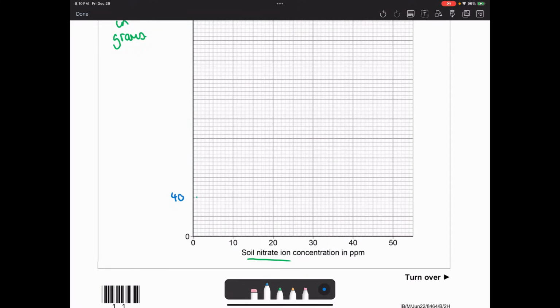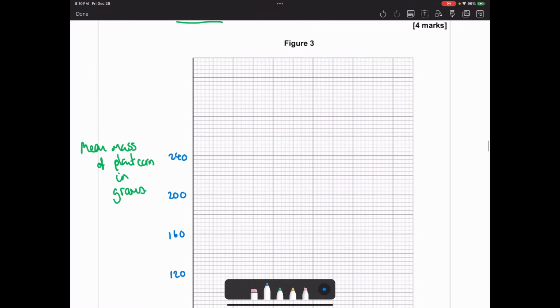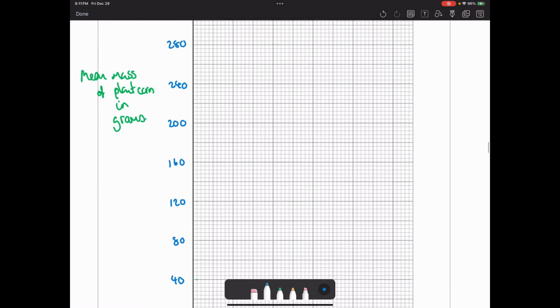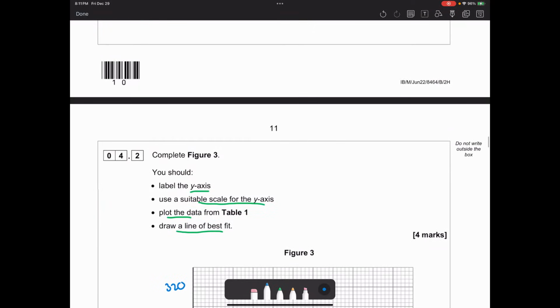You also want to choose a relatively easy number for you to plot your data. So I would go up in 40s. So each half square would be 20. So 40, 80, 120, 160, 200, 240, 280. And I can see here, I've pretty much used most of my graph paper. What I'm then going to do is start plotting on the data. So I've done the y-axis, I've then used a suitable scale.